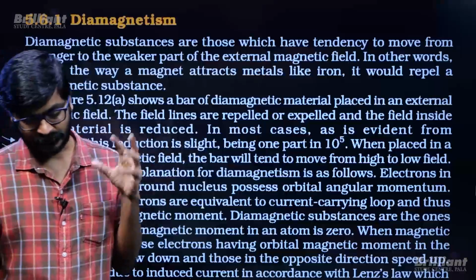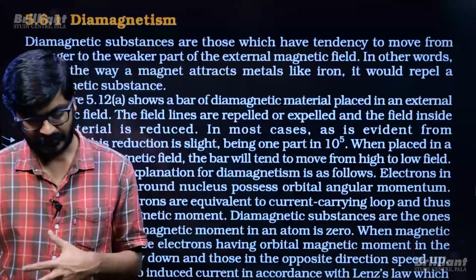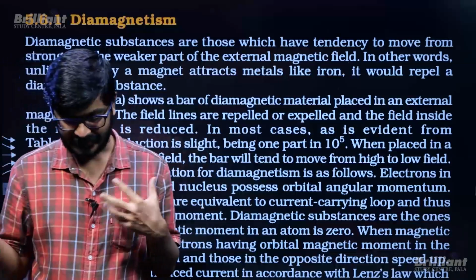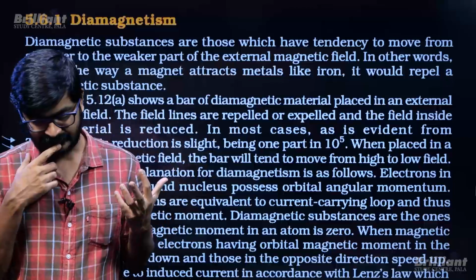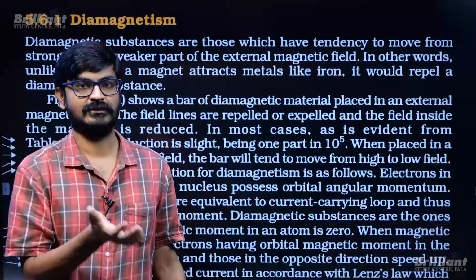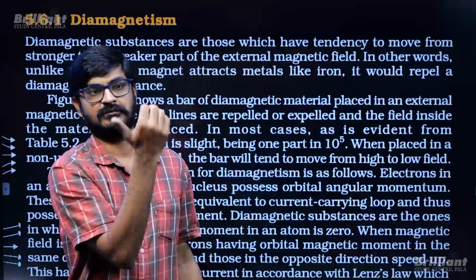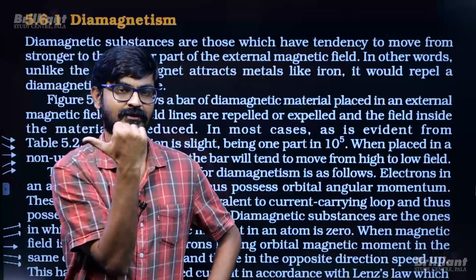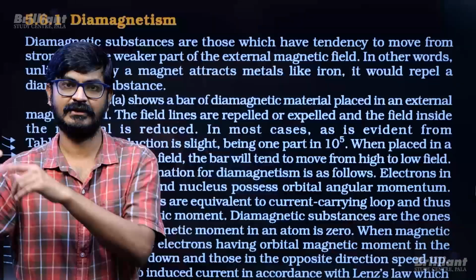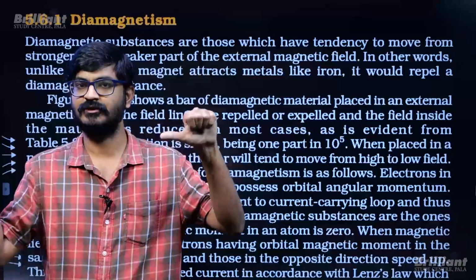Diamagnetic substances are those which have the tendency to move from the stronger to the weaker part of an external magnetic field. In other words, unlike the way a magnet attracts metals like iron, it would repel. See, just now you have seen, when you create some magnetic field, there will be an induced EMF which will try to make the currents go in this direction effectively. So when you are putting a magnet's north pole, then this is going to behave like a north pole. There will be repulsion.